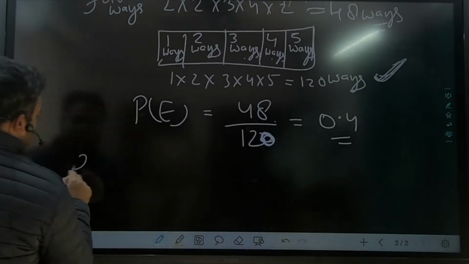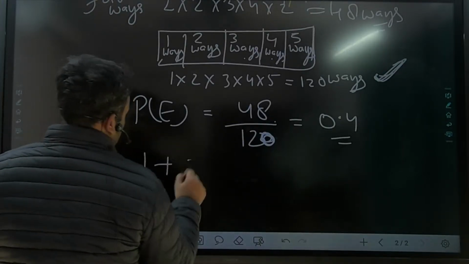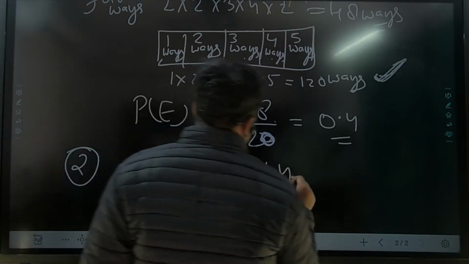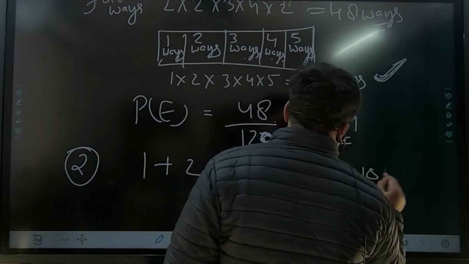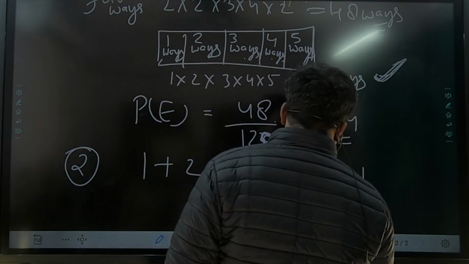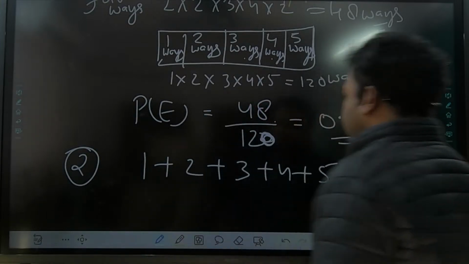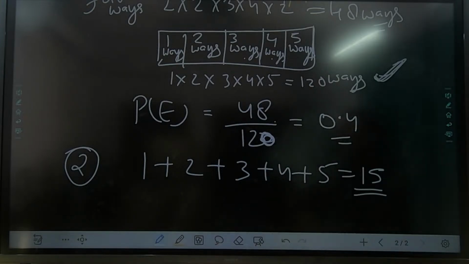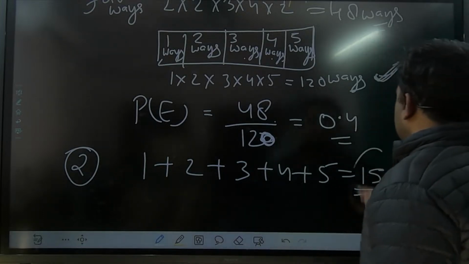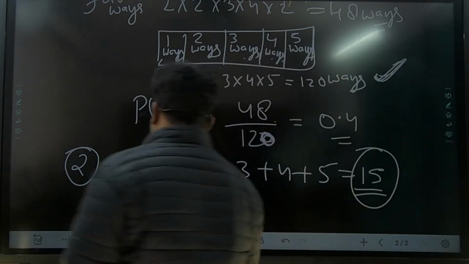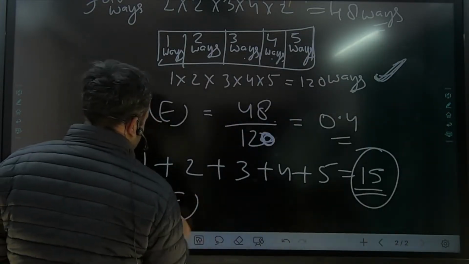So second, you see, we have 1, 2, 3, 4, 5. So the summation is 15. If any number has to be divisible by 3, the sum of digits should also be divisible by 3. The sum of digits is totally divisible by 3. So this is a sure event. The probability of this event to happen is equal to 1.